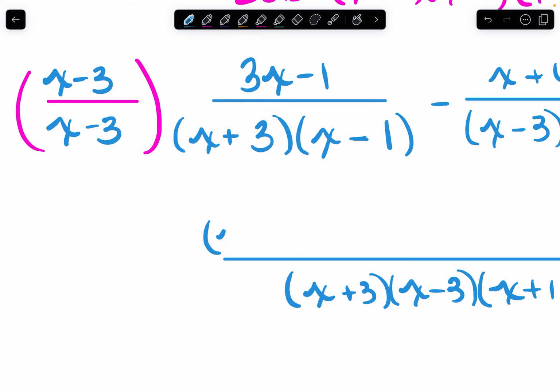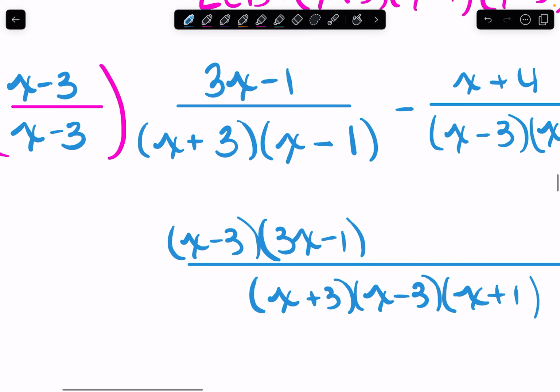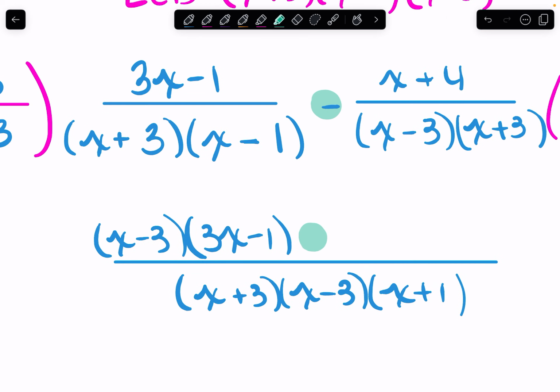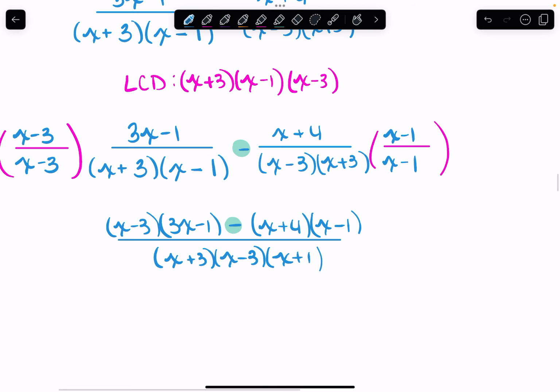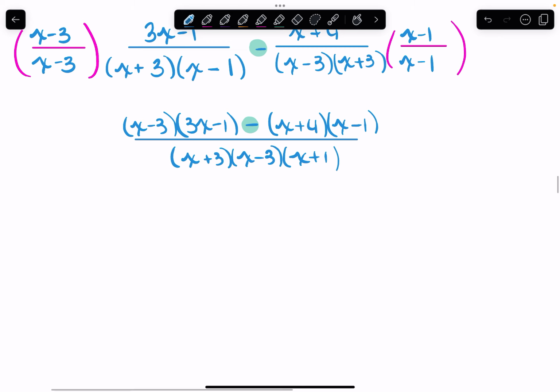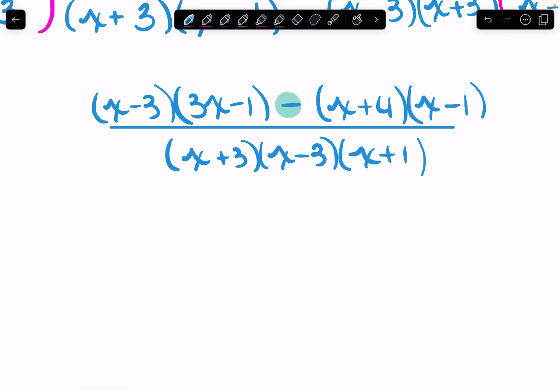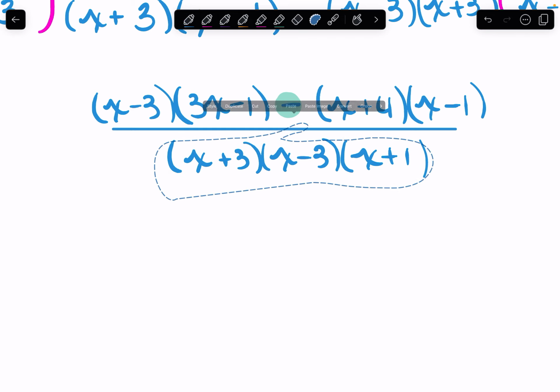First numerator, each in its own bubble, x minus 3 times 3x minus 1. Sign in the middle, we need to be very, very careful because it is a minus sign. Minus sign, the x plus 4, x minus 1. All right, from here, multiply first. Again, playing the copy paste with the denominator. Denominator is just along for the ride.